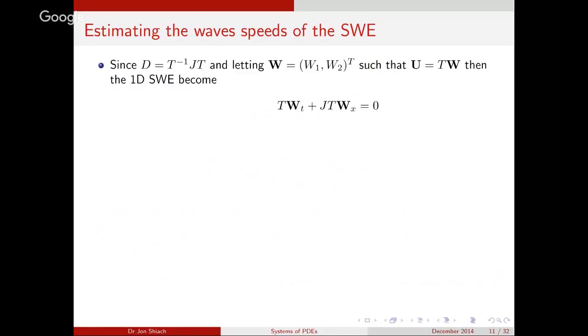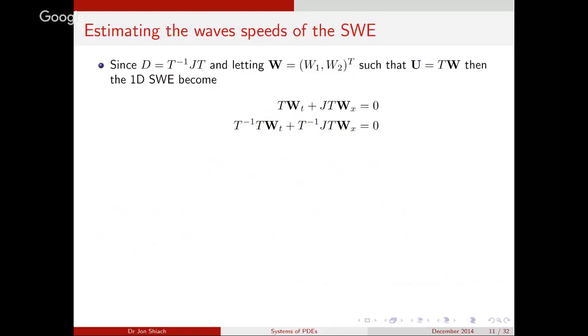Right, so let's apply this. So D is equal to T inverse times J times T. And instead of U, I'm going to write it in terms of W. The reason being is because U is for the shallow water equations, and I'm doing it on a different equation. So U is equal to TW, so it's some vector W which has been transformed by the matrix T. And we have this, so this is the shallow water equations.